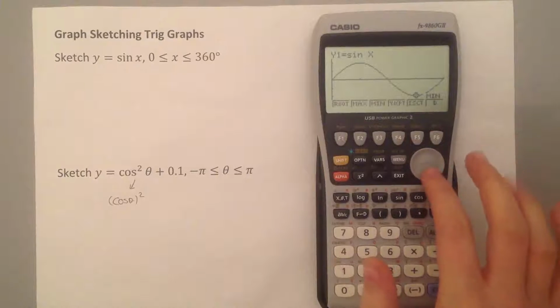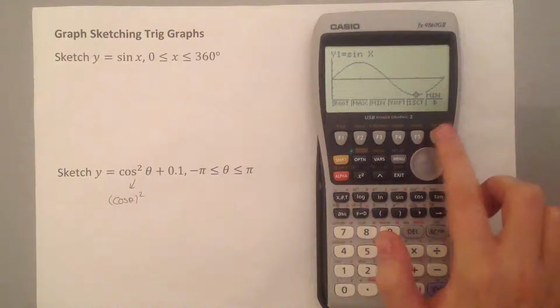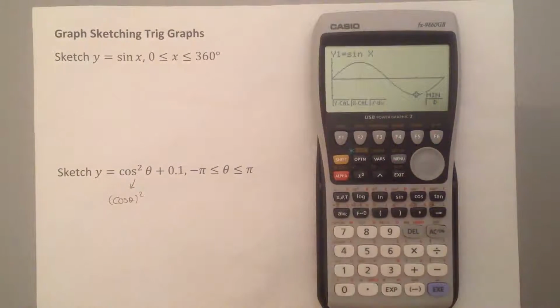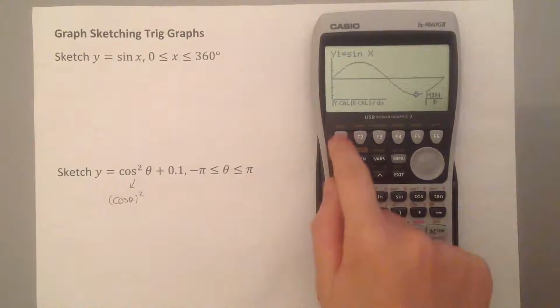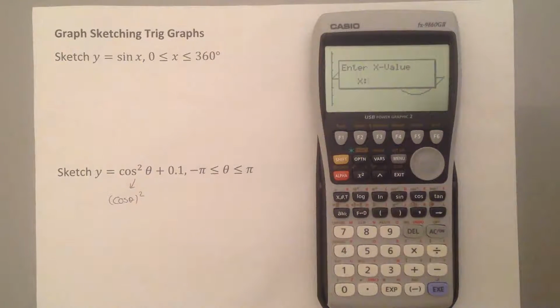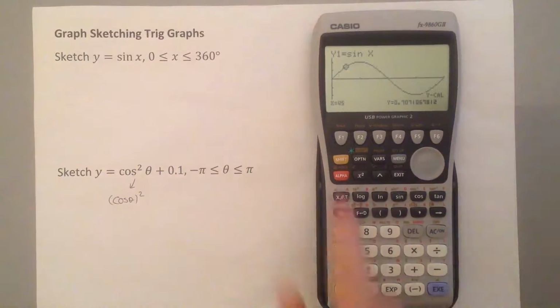If I go back into G-solve, on the second page, so if I press F6, you've got Y and X calculations. So it might be that I want to calculate what Y is when X is 45. So if I type that in, it will tell me when X is 45, Y is 0.707. So it can give me various values.